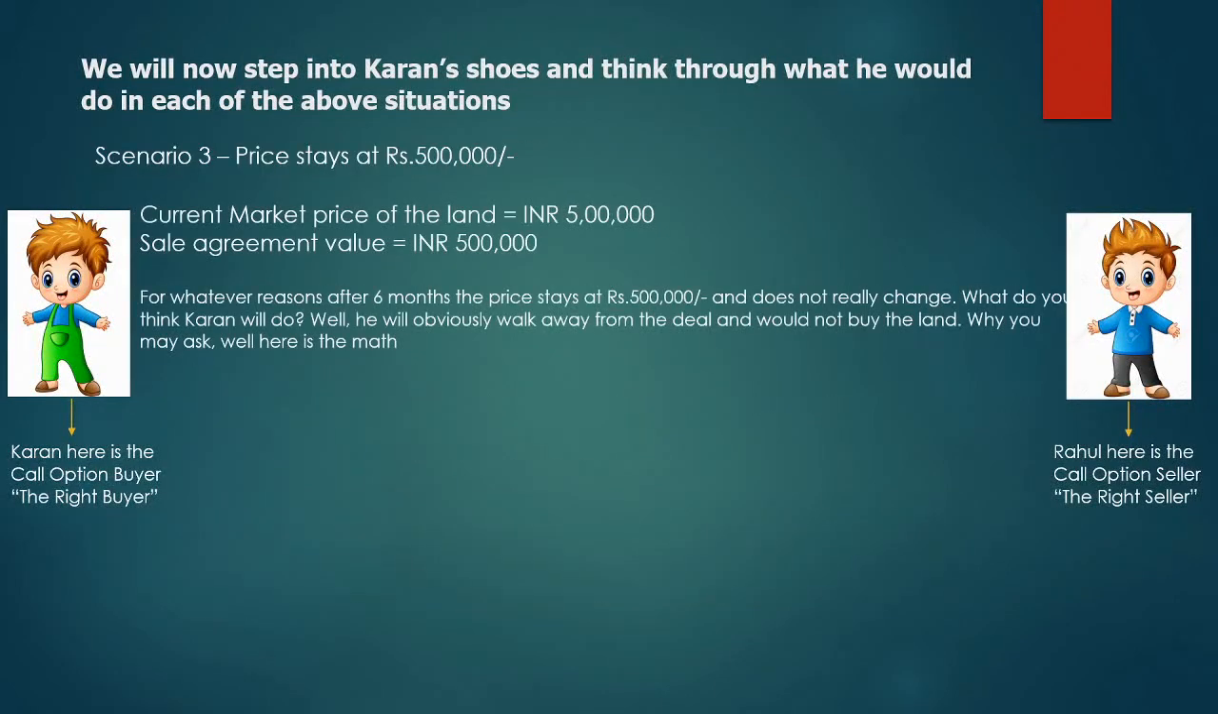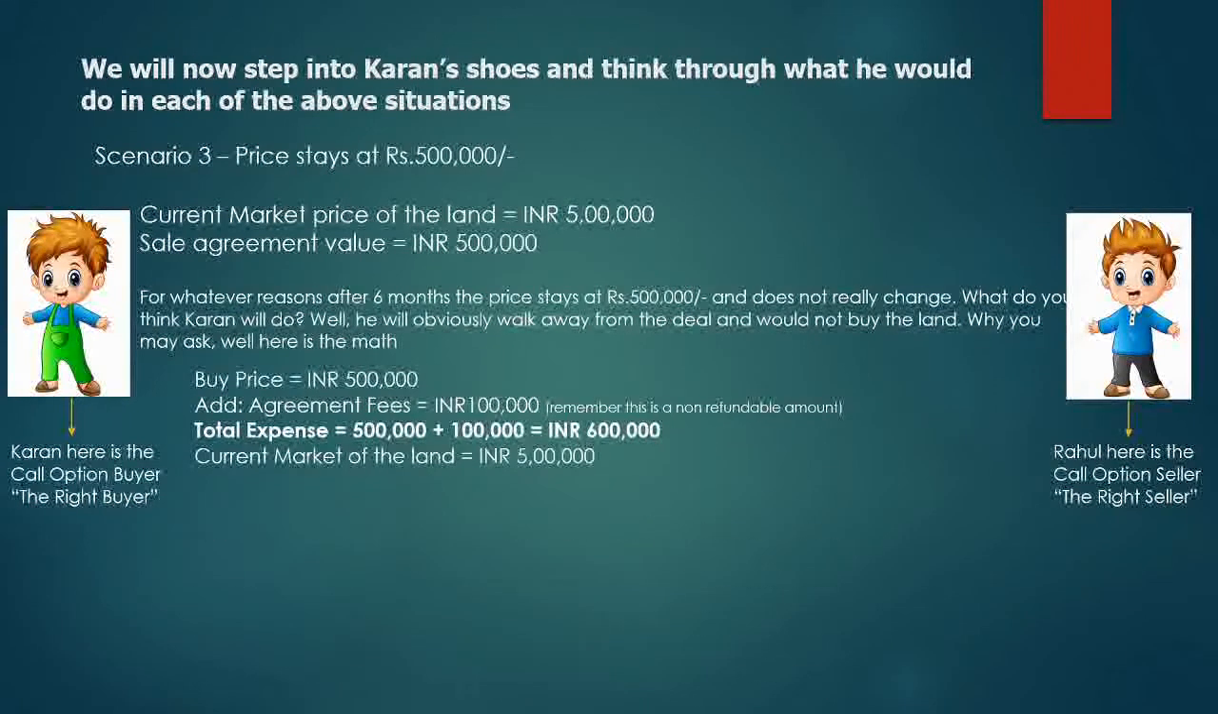In the third scenario, if for whatever reason the price stays at rupees 5 lakh, in this case also it is advisable that he will walk away from the deal and not buy the land, because if he buys the land, it will cost 6 lakh irrespective of whether he buys it from Rahul or from the current market. If he buys it from Rahul, he'll have to give 5 lakh in addition to the 1 lakh he has given, and if he purchases at the current market price, he'll have to pay 5 lakh and 1 lakh is already paid to Rahul. So the effective cost will be 6 lakh.